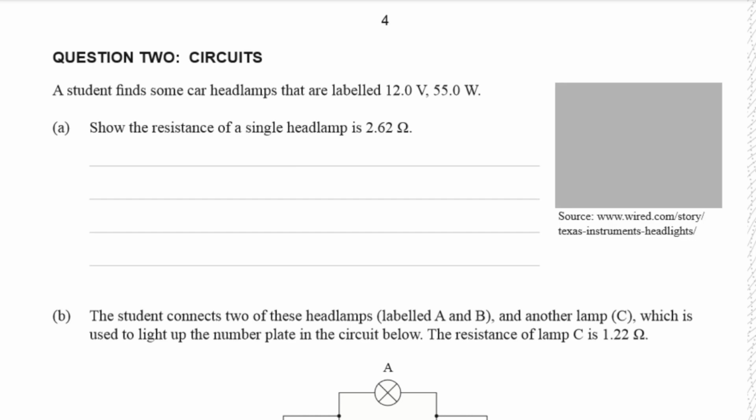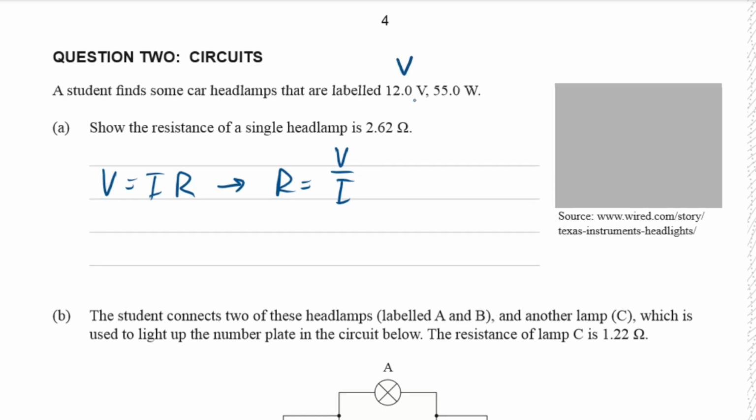Part A, show the resistance of a single headlamp is 2.62 ohms. Alright, so it says show. It's not good enough to write R equals 2.62 ohms, right? Because we're given that. We need to show how they got that. So looking at your formula sheet, of course we have Ohm's law. Voltage equals current times resistance, where resistance would be voltage divided by current.